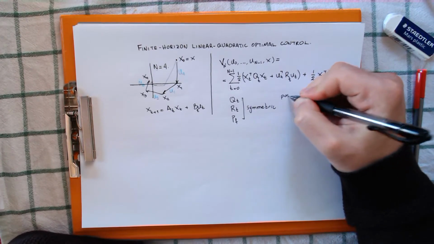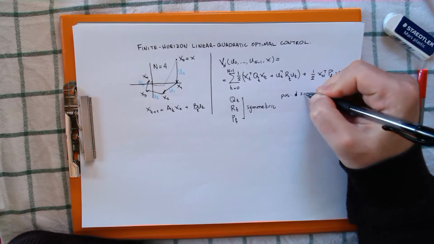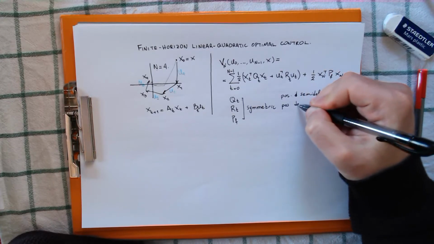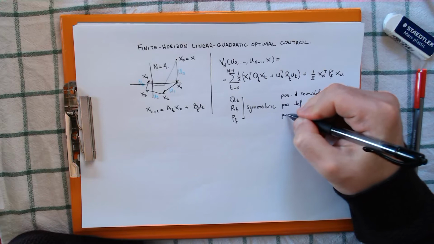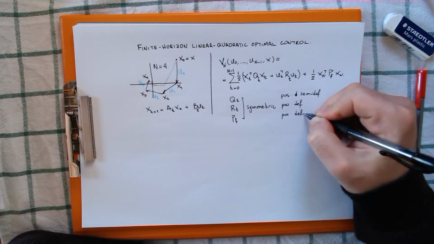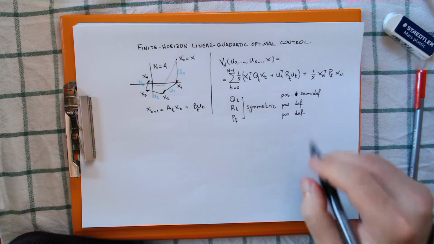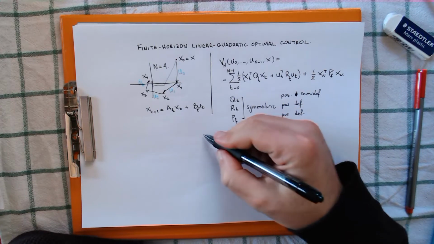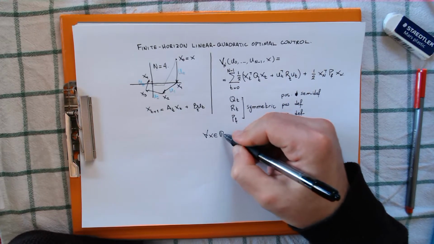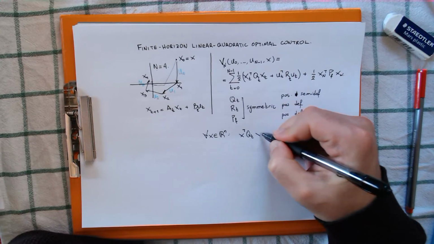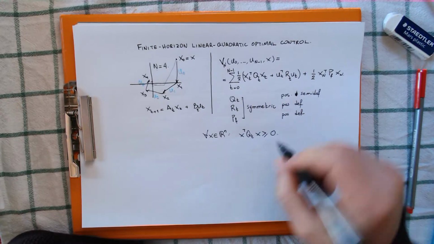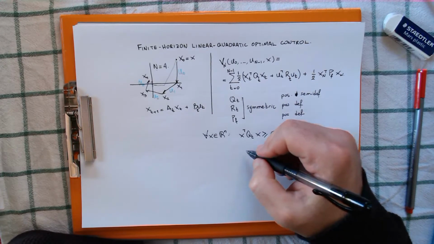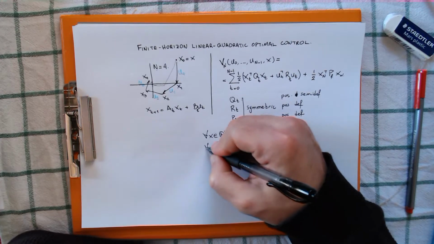Q must be positive semi-definite. R_t must be positive definite, and P_f must be positive definite again. In case you don't remember what it means for Q_t to be positive semi-definite, it means that for any x in R^n, x transpose Q x is non-negative. And what it means for R to be positive definite, it means the following.